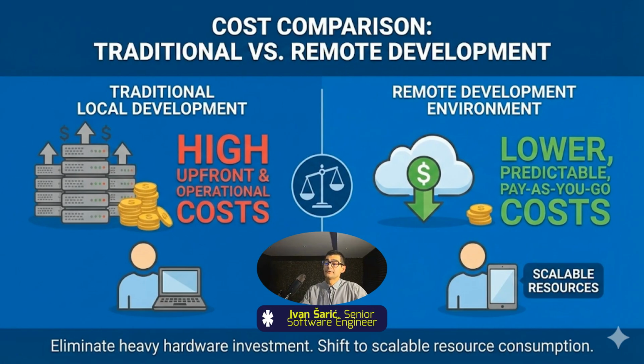Now, let's talk about the bottom line. Is this cost-effective? We compared the costs of a standard high-performance laptop, the MacBook Pro M4, against cloud-hosted RDEs. A 14-core MacBook Pro costs roughly $3,000 upfront. In comparison, running a powerful 32-core virtual machine on GitHub Codespaces costs approximately $2,000 per year. Using Coder on self-hosted AWS infrastructure is even cheaper, at roughly $1,000 per year for similar specs.